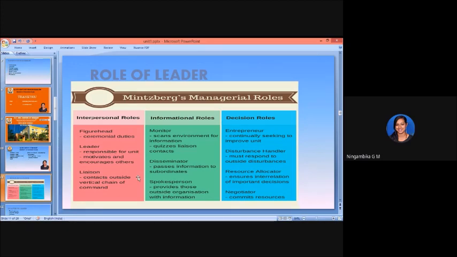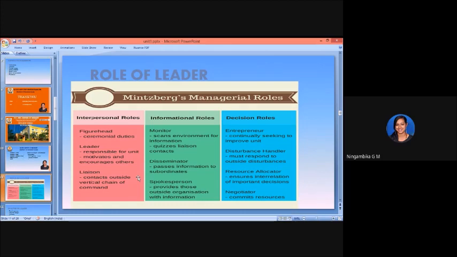The next one is resource allocator. He is the person who decides who gets what. If there is a manufacturing unit, he will communicate how many units are to be manufactured and how many resources are required to manufacture them. It might be raw materials, it might be employees. All this will be taken care of by a leader. That ensures the interrelation of important decisions.